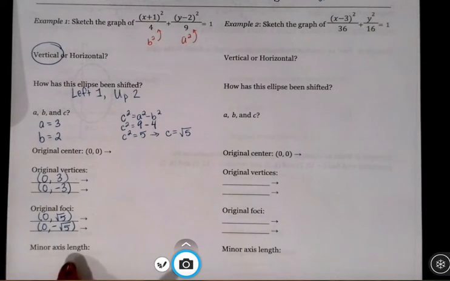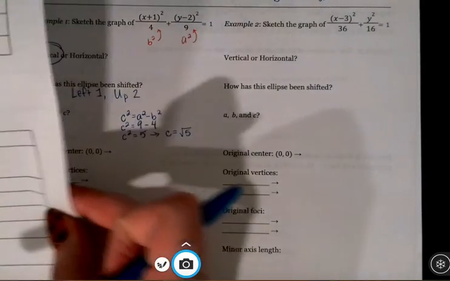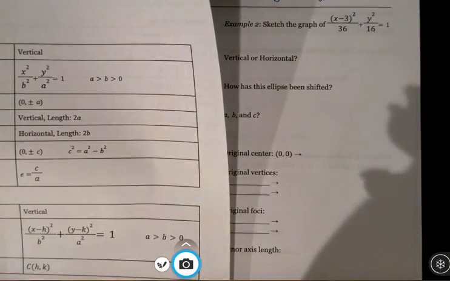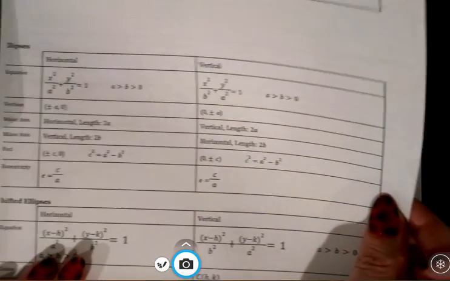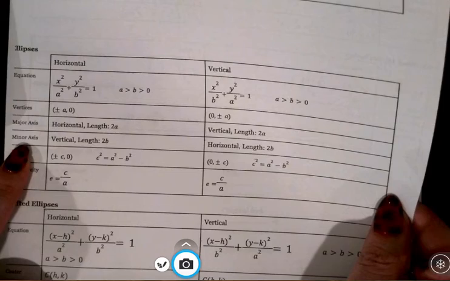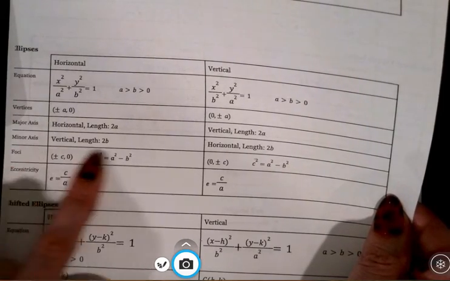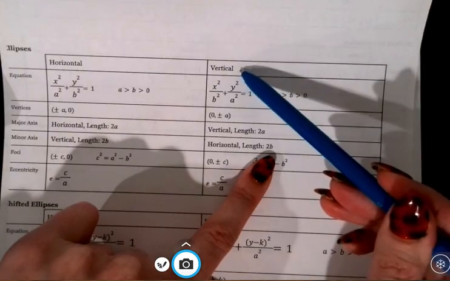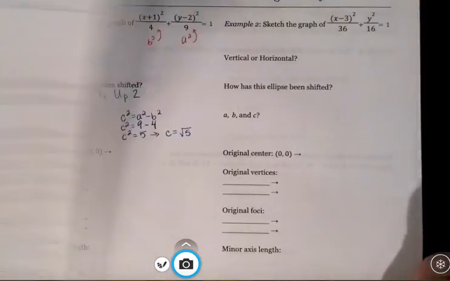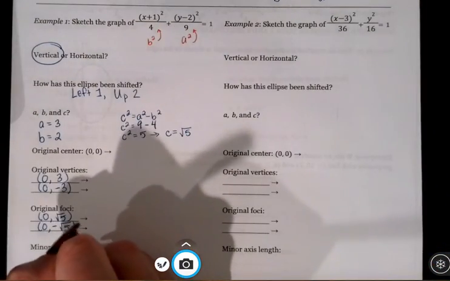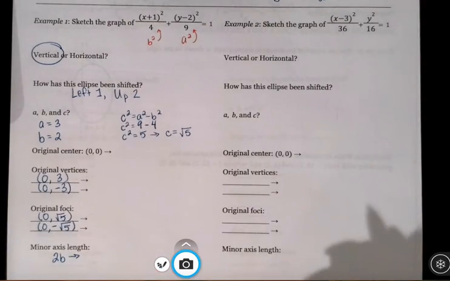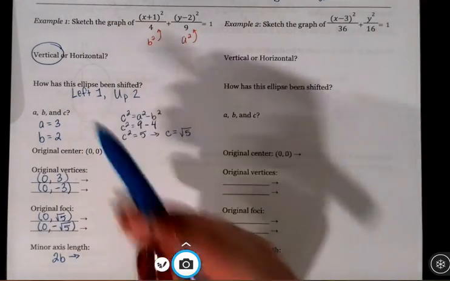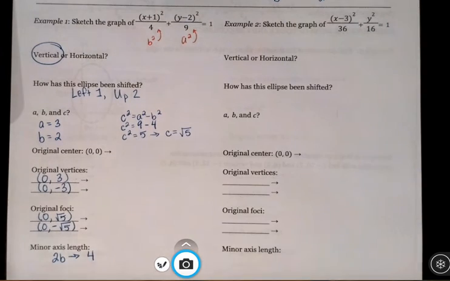And then my minor axis length, if we forget what that is, I'm just going to look at my formula sheet again. So it says it over here. My minor axis is horizontal with a length of 2b, because I'm looking at a vertical ellipse. So 2b, which would be 2 times 2, which is 4. So my minor axis has a length of 4.